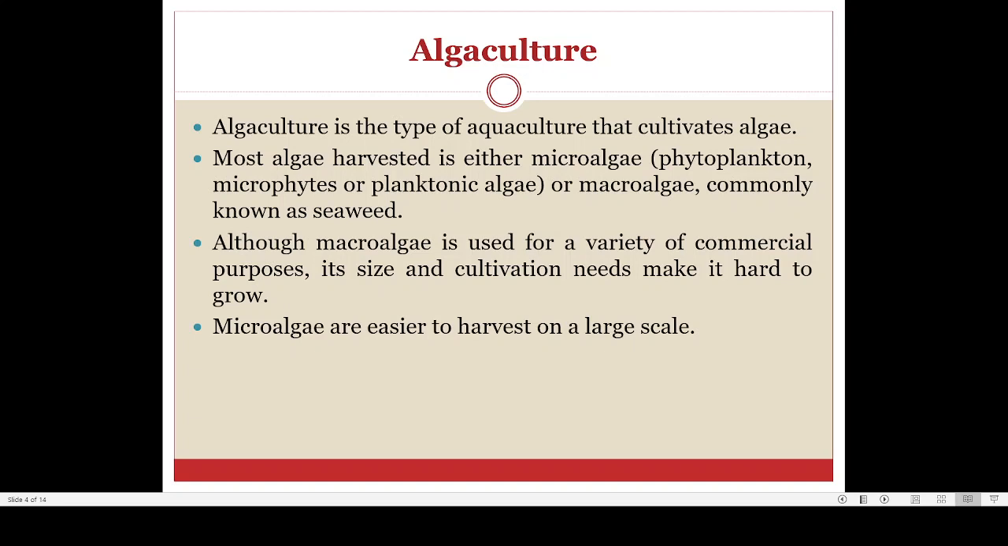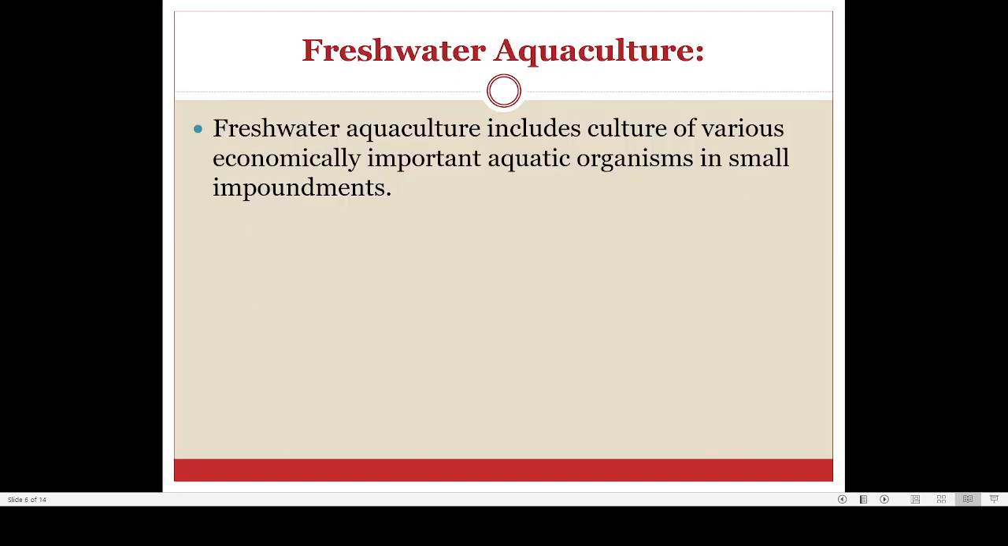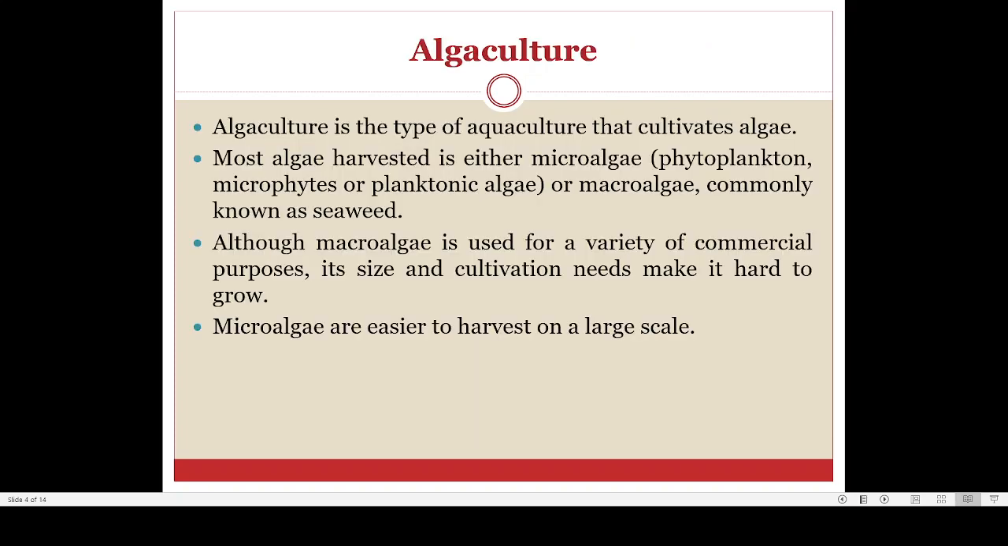In whatever technique, either we are cultivating smaller alga, called micro alga, or we will be cultivating larger alga called macro alga. And depending on the size, we can cultivate a lot of macro alga, and they are also used as food products. Here also you can see these are all macro alga. So this is regarding the alga culture.